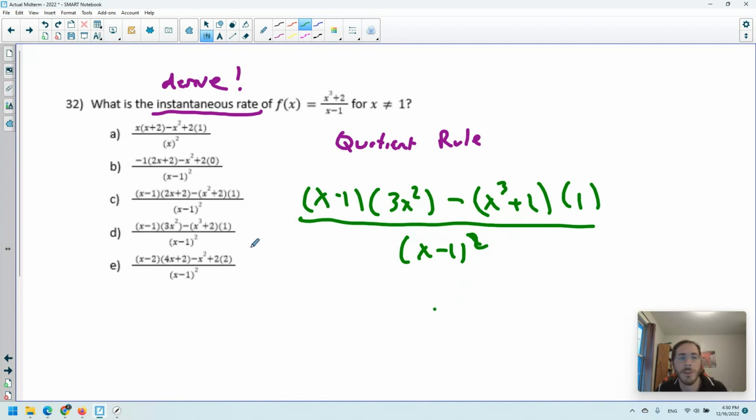Now it looks like this person also didn't want us to simplify, so that's even better. So we just have to pick with whatever we've got. x minus 1 times 3x squared, minus x cubed plus 2 times 1 over x minus 1 squared. Yep, that's it. So everything matches up in D, so I'm just going to pick D.